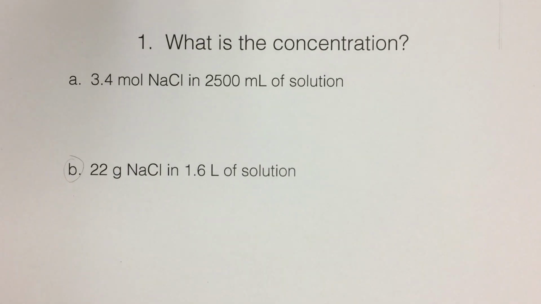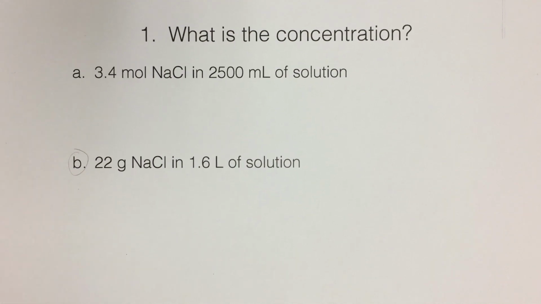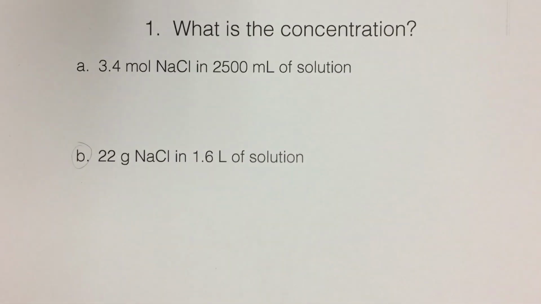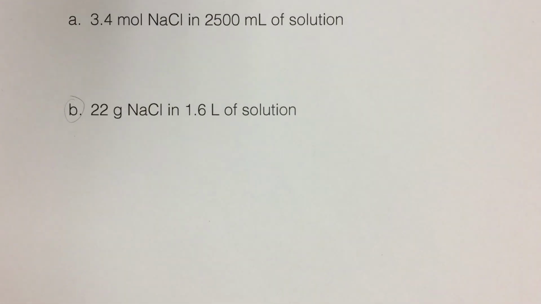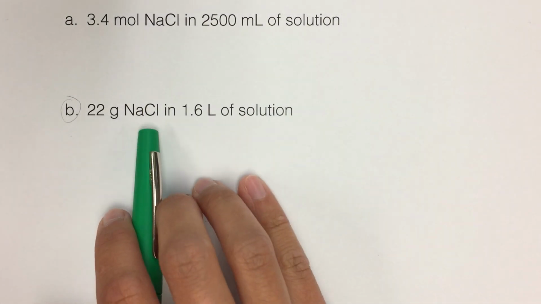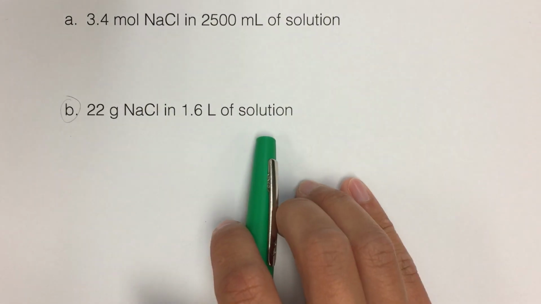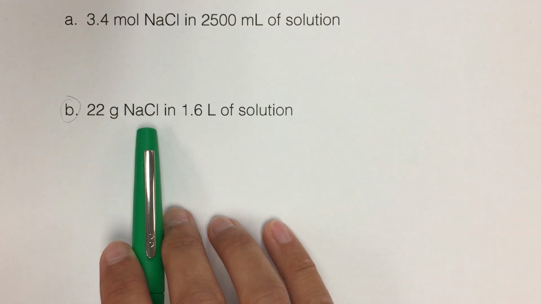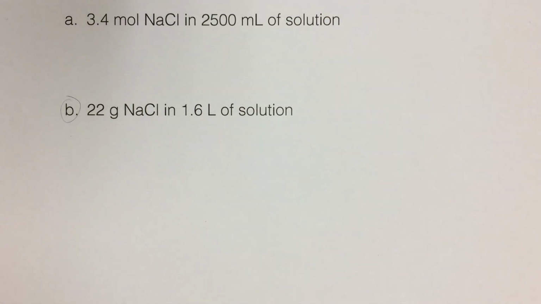So we're going to start with the first type, which is what is the concentration, and I'm going to do part B here. And for part B, we are given 22 grams of sodium chloride in 1.6 liters of solution. I'm going to tell you right now, I'm using sodium chloride in all of the examples, just so that we're not getting hung up on the molar mass calculations. So we'll just have NaCl for all of these.